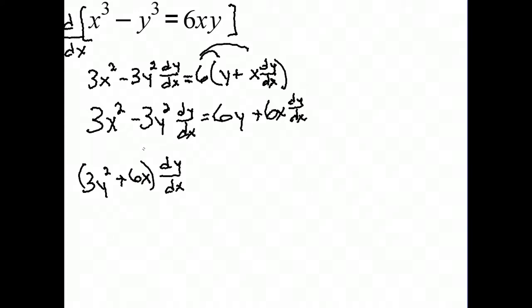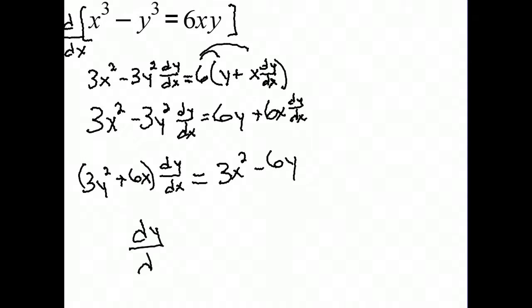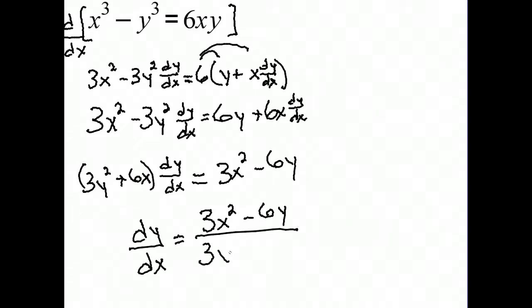Now we move the 3x squared over to the other side as well, and so we're going to have a 3x squared minus 6y. And so I want to solve for my dy dx. That's what I'm trying to look for ultimately, is what is the derivative of y with respect to x. So I want to divide everything by this quantity that I have as my coefficient. So I get dy dx is equal to the quantity 3x squared minus 6y all over 3y squared plus 6x.